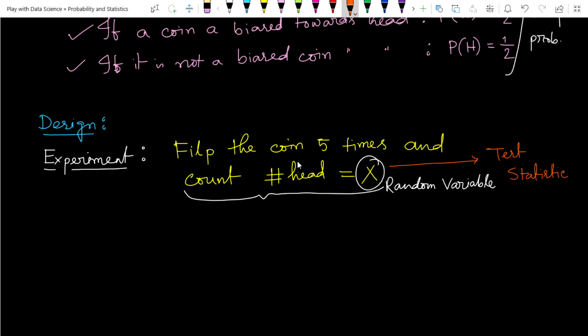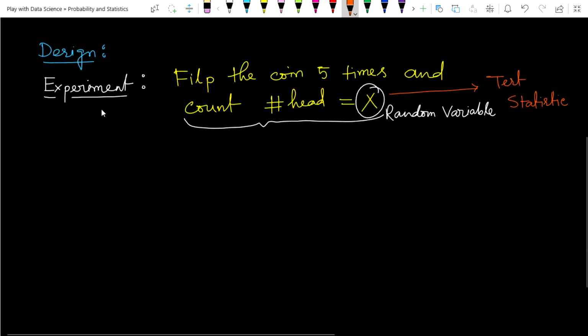So we flip the coin 5 times, and over these 5 flips we count the number of heads, how many times a head occurs. That's the experiment that we will perform now.